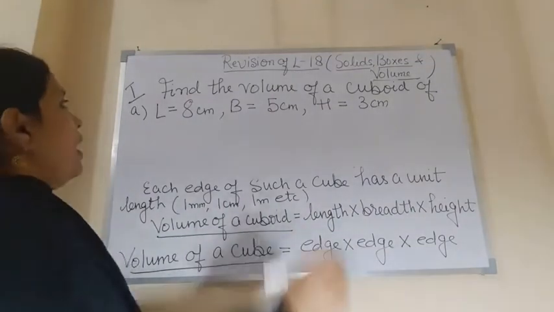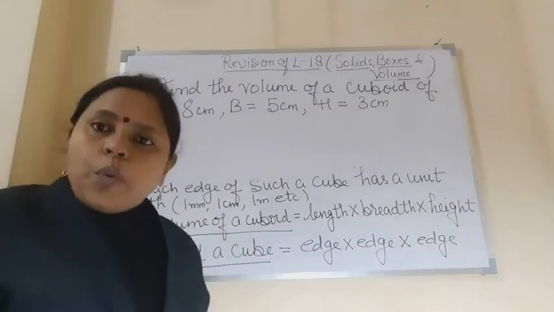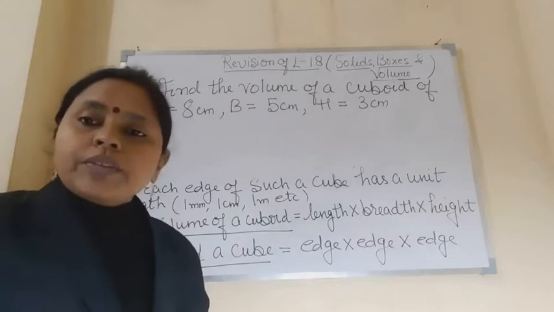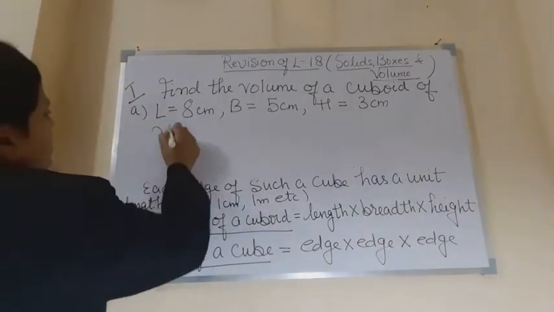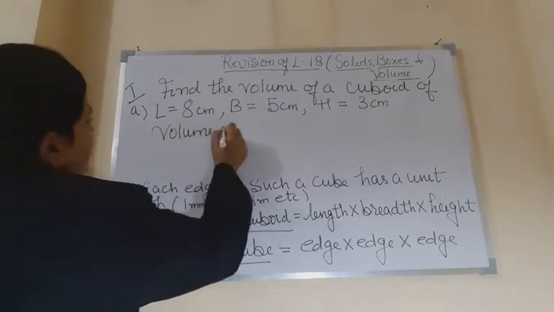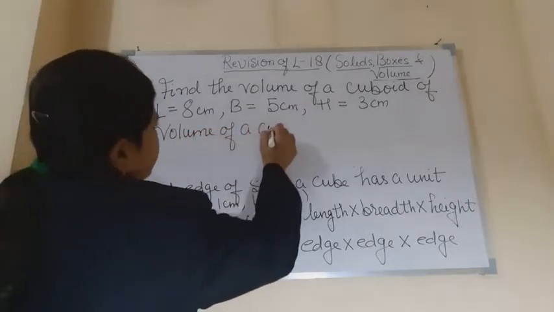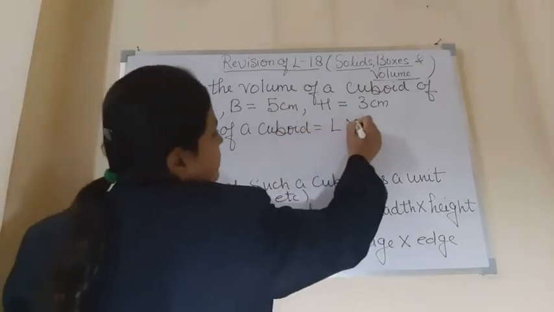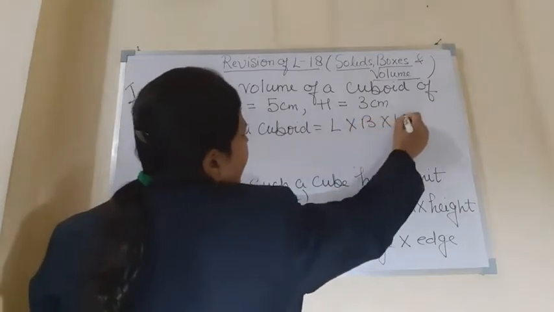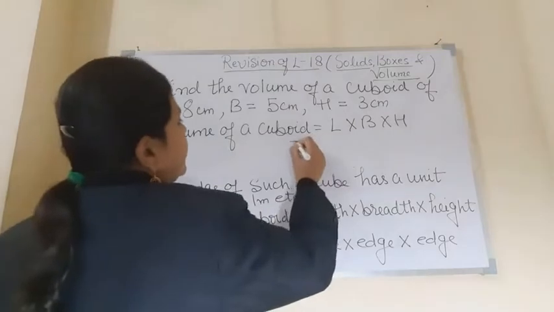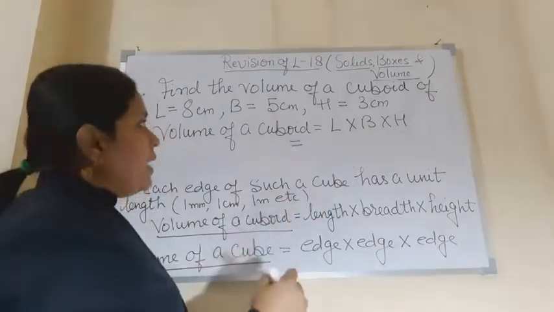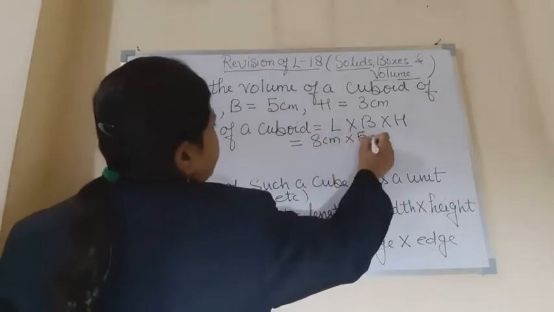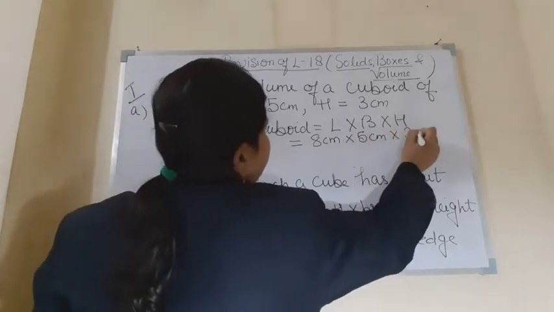So we have to find the volume of a cuboid whose length is given, breadth is given and height is given. So how we are going to find out the volume? Let us see. So volume of a cuboid, as we know, is equal to length multiplied by breadth multiplied by height, right? So now let's put the values of length, breadth and height. So 8 centimeter multiplied by 5 centimeter multiplied by 3 centimeter.